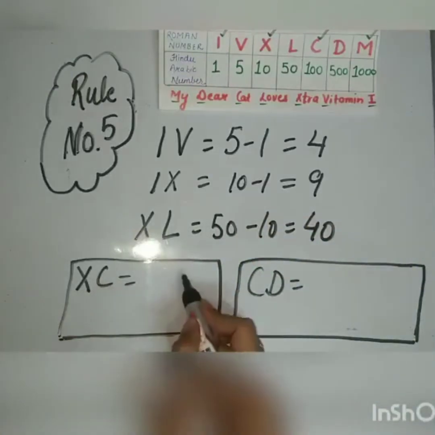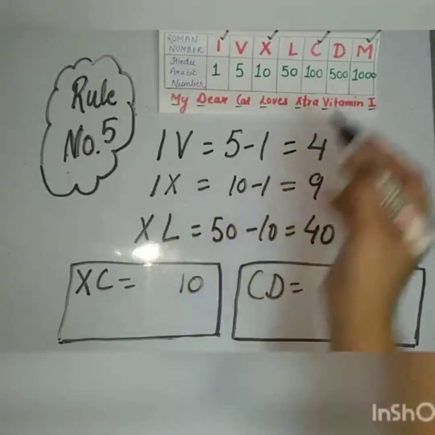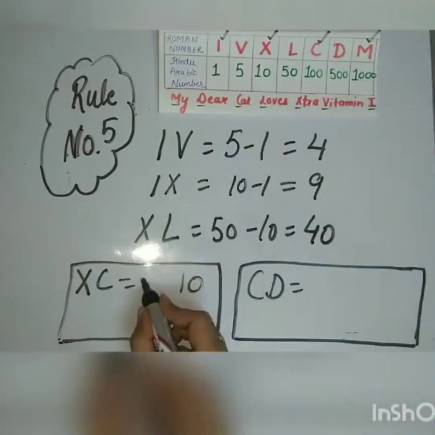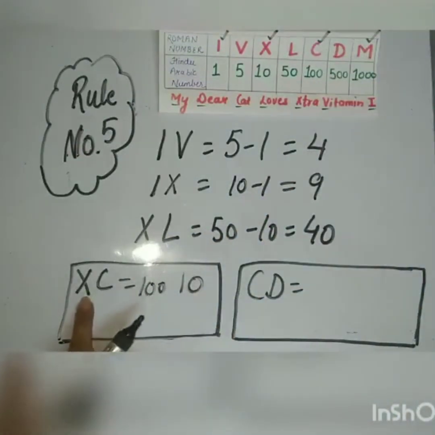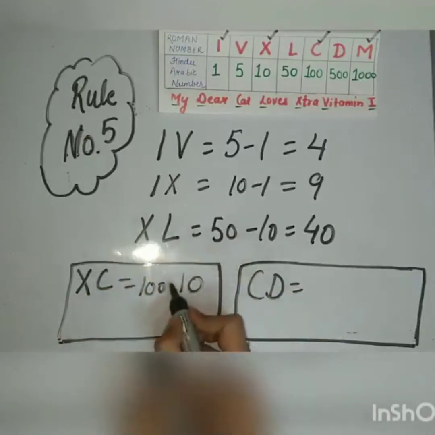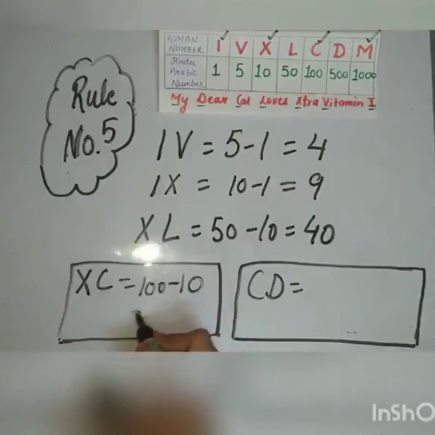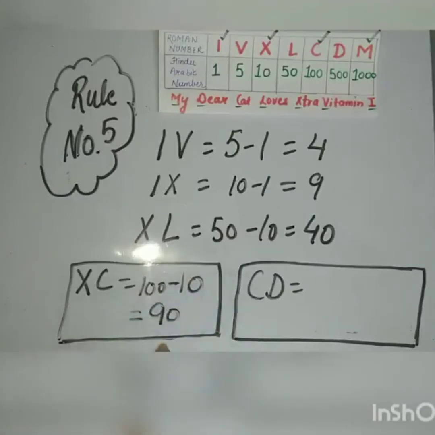Now see here. X represents 10. C represents 100. So the smaller value 10 is written on the left side of the greater value 100. So 10 is subtracted from 100. You will get 90. So 90 is written as X C.